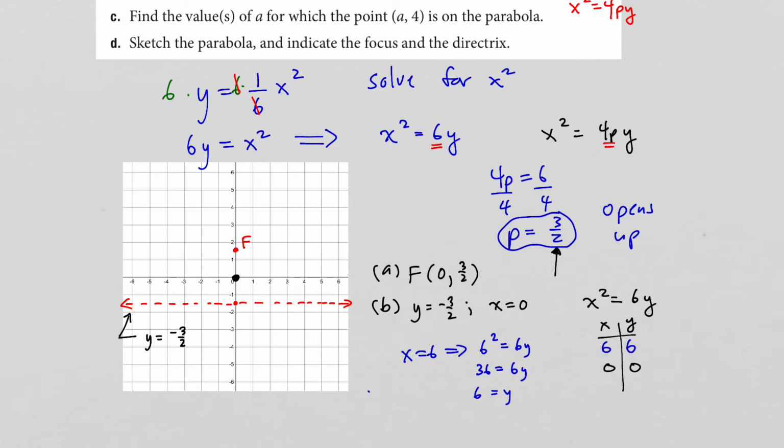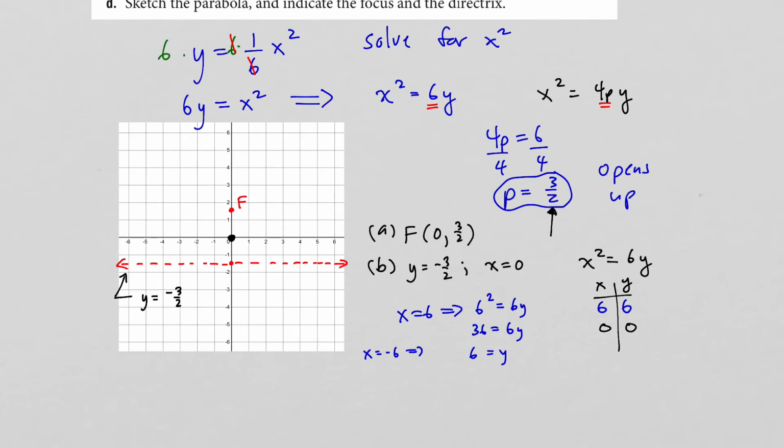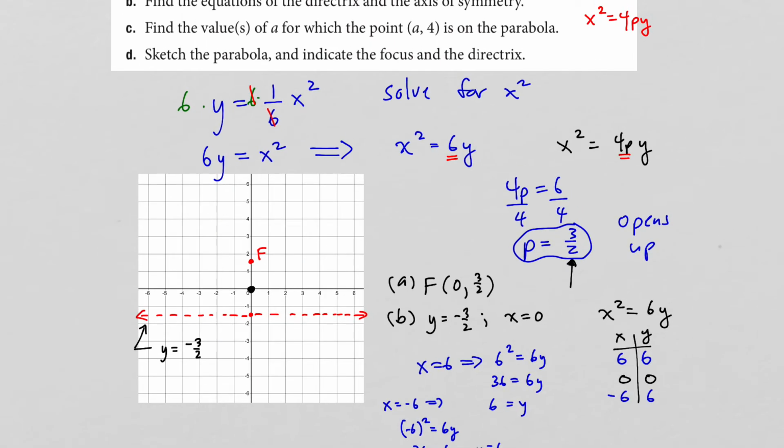But also, if x equals negative 6, we would get y equals 6 because negative 6 squared is also equal to 6y, and that gives us 36 equals 6y, and once again, y equals 6. So we get two additional points here. The point 6, 6, which is this point, and we also get the point negative 6, positive 6, which is this point. And then we can sketch the parabola. The parabola just goes through these points, so it curves something like this.